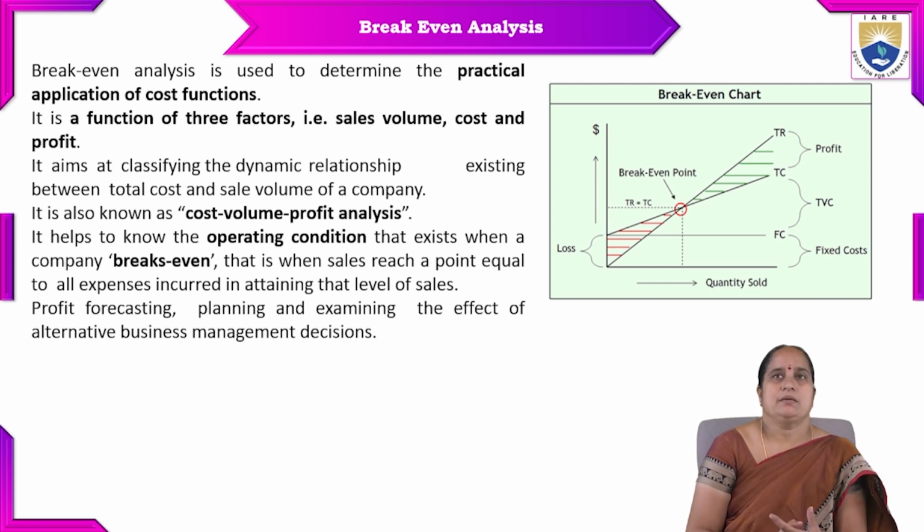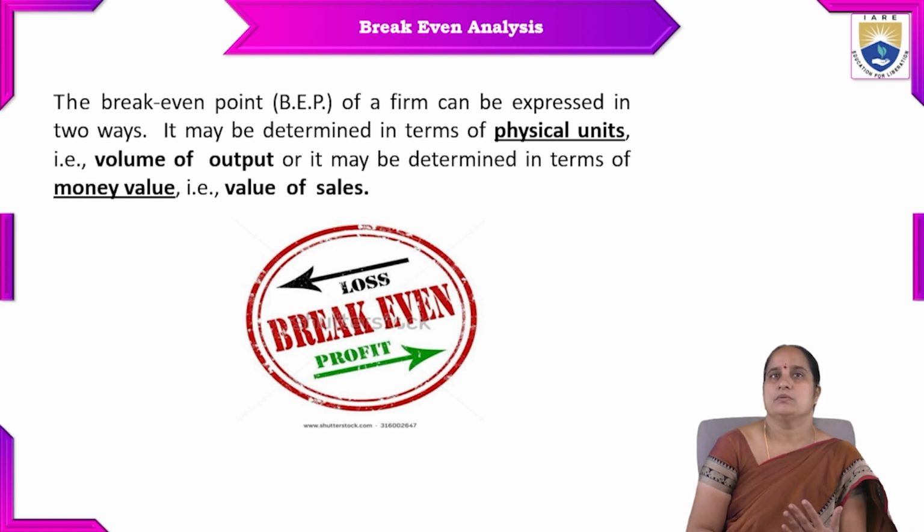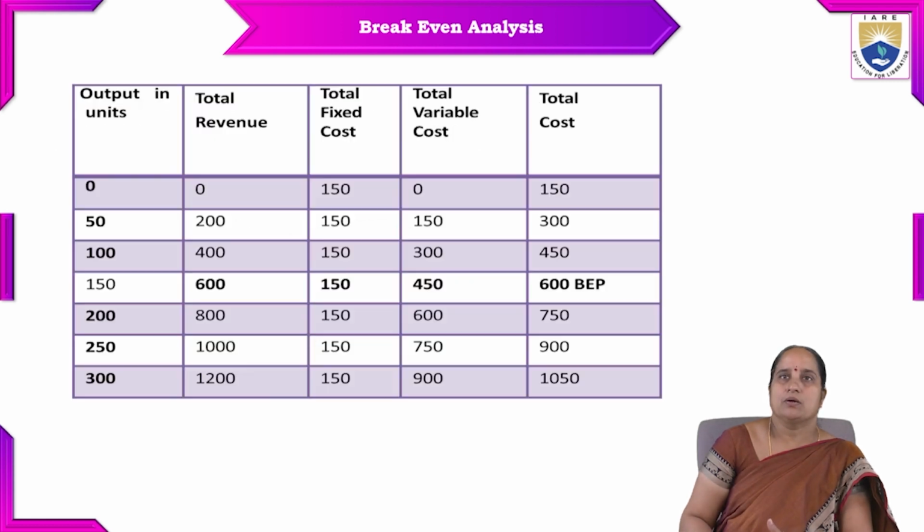Profit forecasting, planning, and examining the effect of alternative business management decisions can be done by analyzing the break-even point. The break-even point of a firm can be expressed in two ways. It may be determined in terms of physical units, that is, the volume of output, or in terms of money value, that is, value of sales. Break-even point is where the company neither gets profits nor losses. It is the static position where the total revenue is equal to total cost.